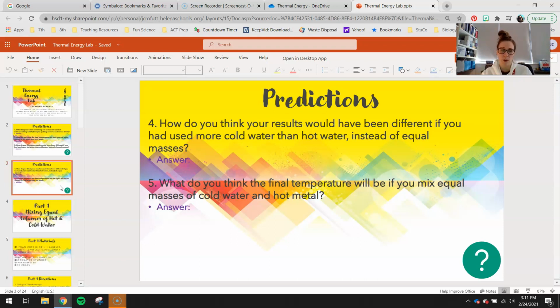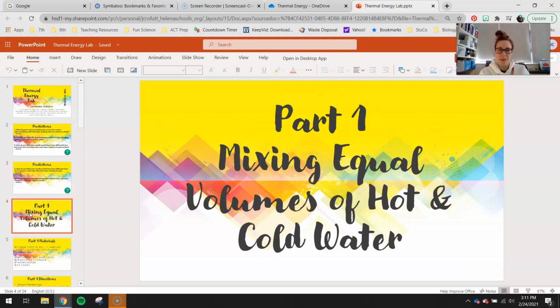And finally, question 5, what do you think the final temperature would be if you mixed equal masses of cold water and hot metal? So same amount, if you will, but different substances. Okay? All right, so let's take a look at part 1, mixing equal volumes of hot and cold water.